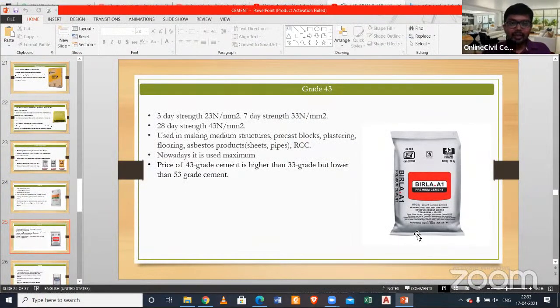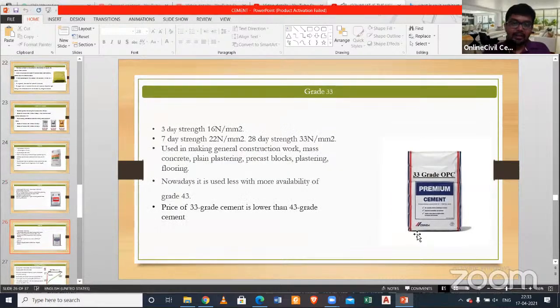So now this 43 grade cement, as you can see, can also be used in all types of structures, but it definitely has lower strength than the 53 grade, and the 33 grade also. It's the same. So the higher the grade, the heat of hydration will also be higher, and the strength will also be higher. Price will also be higher.